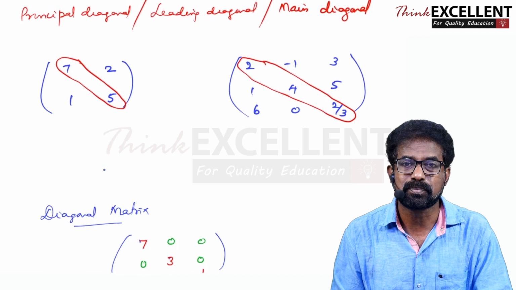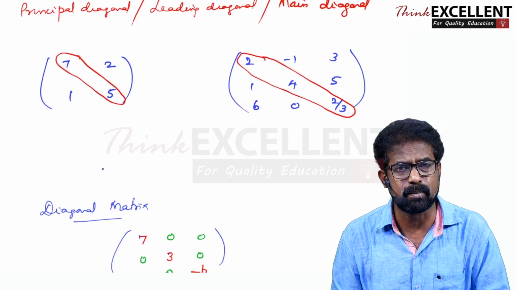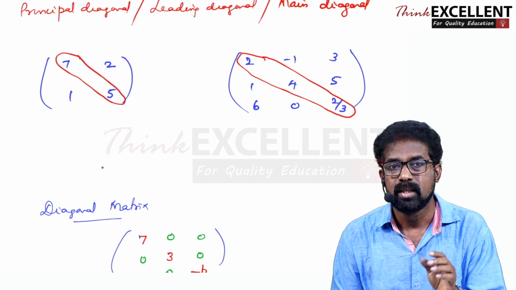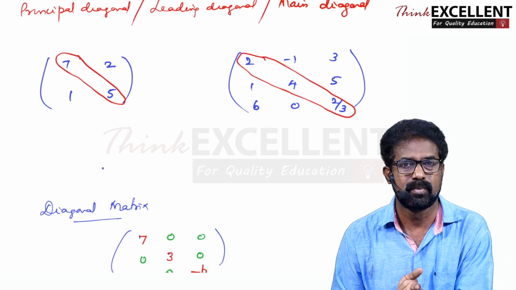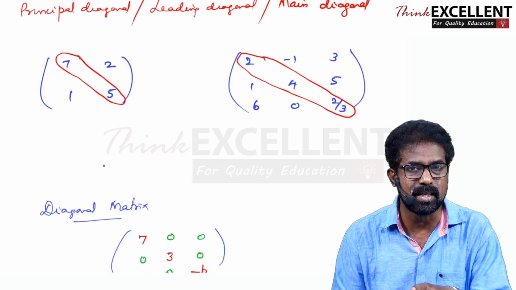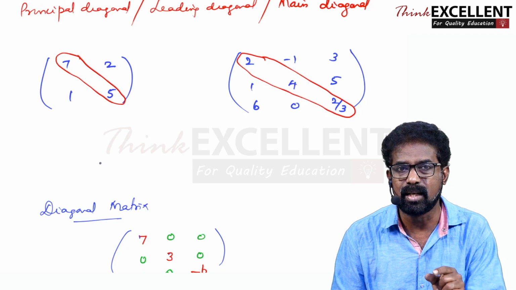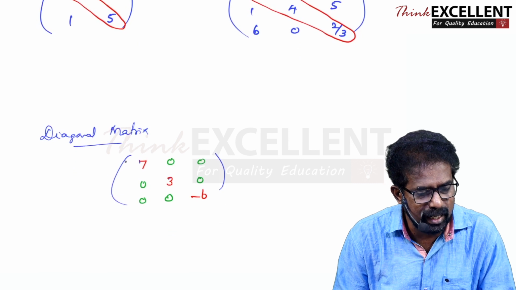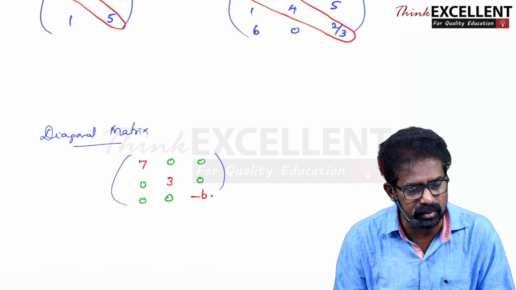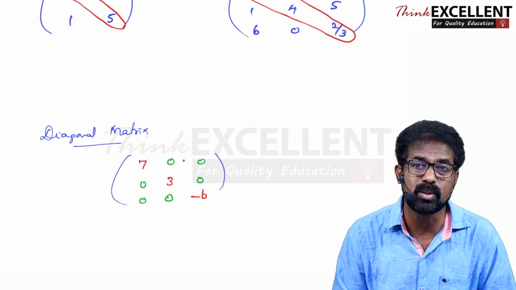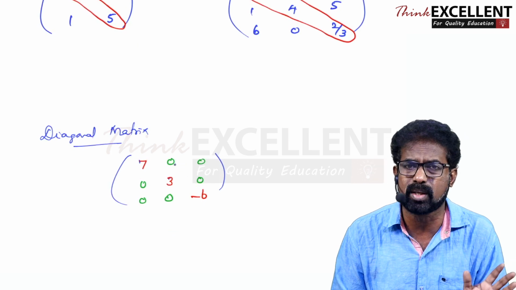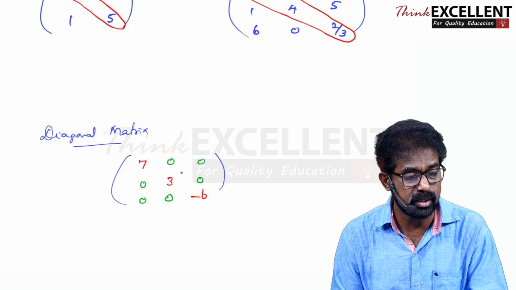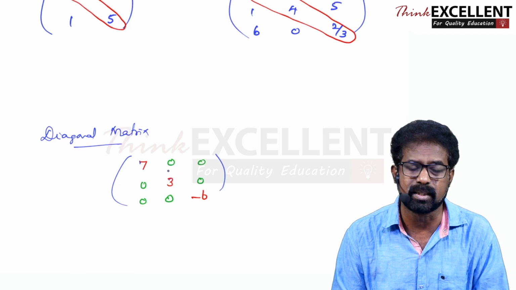Diagonal matrix, first of all, it must be a square matrix. Then only you can say something about diagonal, right? It is a square matrix. Except the diagonal, I mean principal diagonal, all other elements are zeros. So in this example, you see diagonal elements are 7, 3, minus 6. All other elements are what? Zeros. Even in diagonal, one element 0 doesn't matter. Okay, all other elements must be zeros. Then we call it as diagonal matrix.